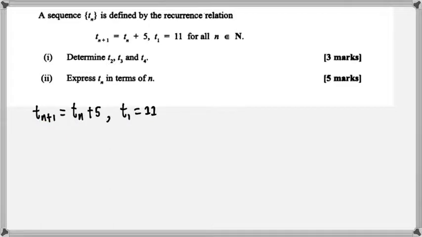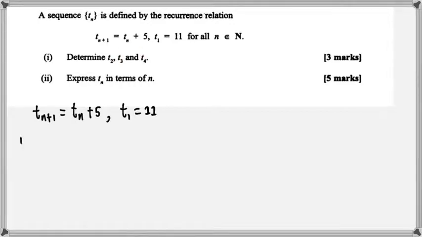So now we have to find T2. How can we find T2 using the recurrence relationship? Let's let n equal 1. When we let n equal 1, this will turn to T2 and this will be T1. We know T1 is 11, so we substitute 11 here, and 11 plus 5 is 16. That is how we would get T2, and we could do the same for T3 and T4.